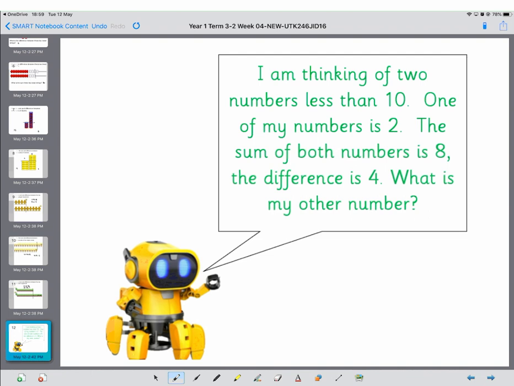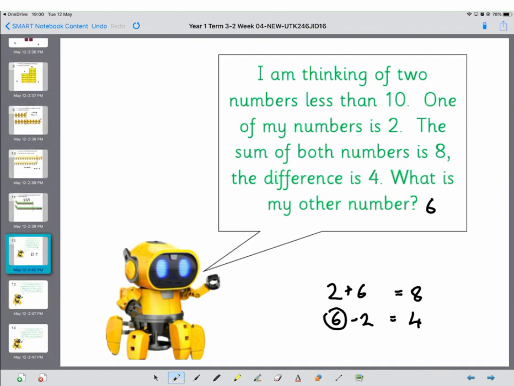So grown-ups, what do we know? I'm thinking of two numbers less than 10. One of my numbers is 2, so we know that. The sum of both my numbers equals 8. The difference equals 4. Well, the difference equals 4 doesn't really matter too much, but we know that 2 plus 6 equals 8. And we could check it by doing 6 minus 2, which does equal 4. So my other number is 6.